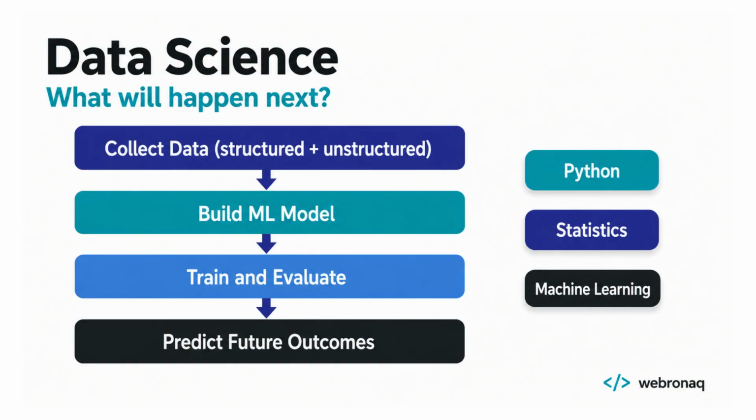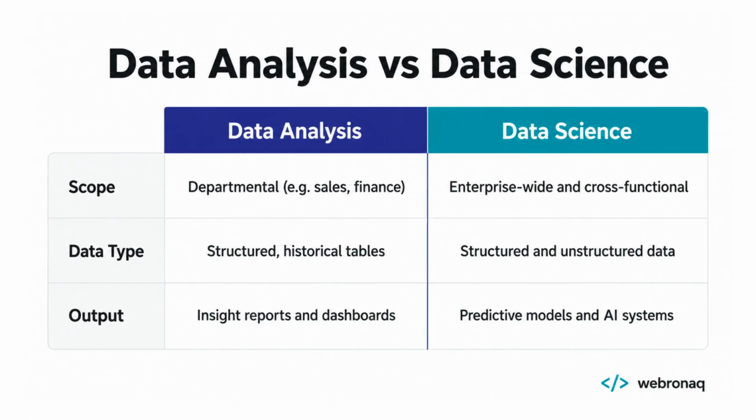So how do these two fields actually compare side by side? Let's put them next to each other. Let me show you the differences clearly. Think of three dimensions: scope, data type, and output. On scope, data analysis typically serves one department. A sales team needs last month's numbers, or a finance team needs a cost breakdown. Data science operates across the whole enterprise, building systems that serve every team at once.